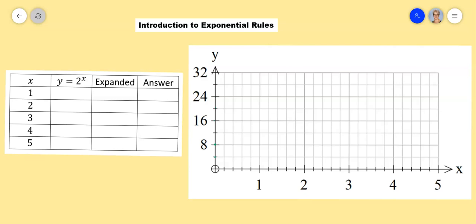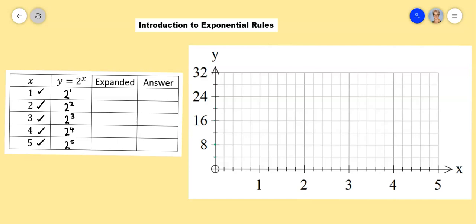When we have a rule such as y is equal to 2 to the power of x, it means that when x is equal to 1 here, y is equal to 2 to the power of 1. When x is equal to 2, y is 2 to the power of 2. When x is equal to 3, y is 2 to the power of 3. When x is 4, we have 2 to the power of 4. When x is 5, we have 2 to the power of 5.